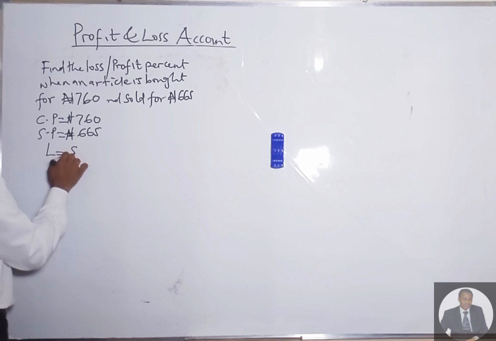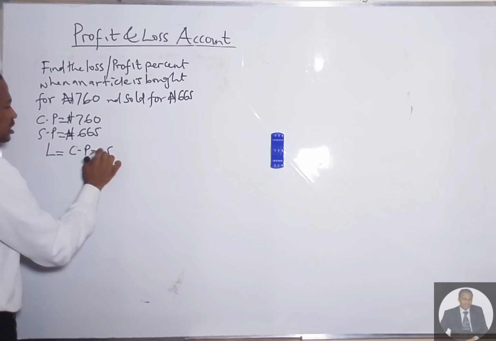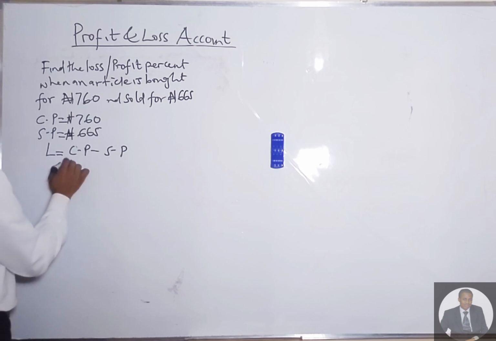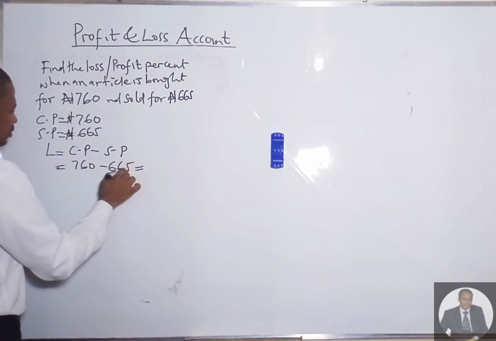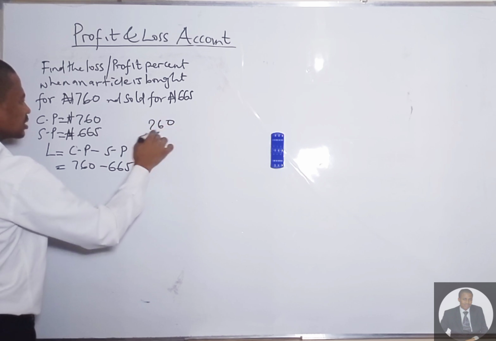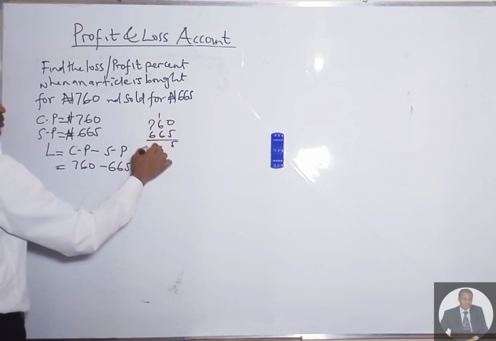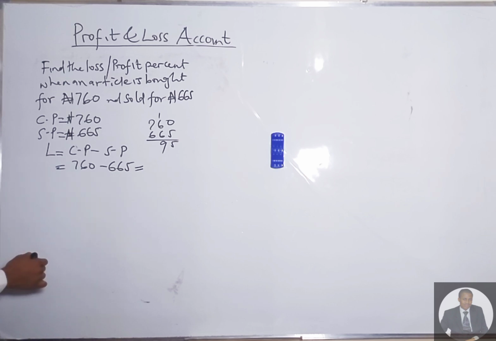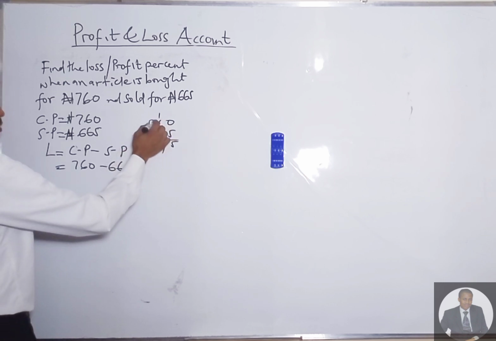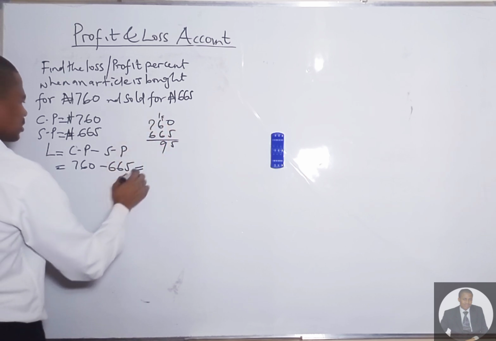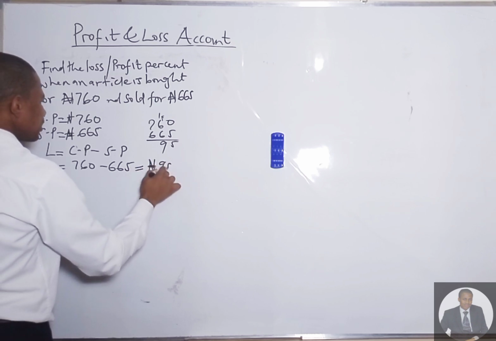And what's the loss? The loss will be cost price minus selling price, and that is 760 minus 665. 760 minus 665 is 95. So he made a loss of 95 naira.